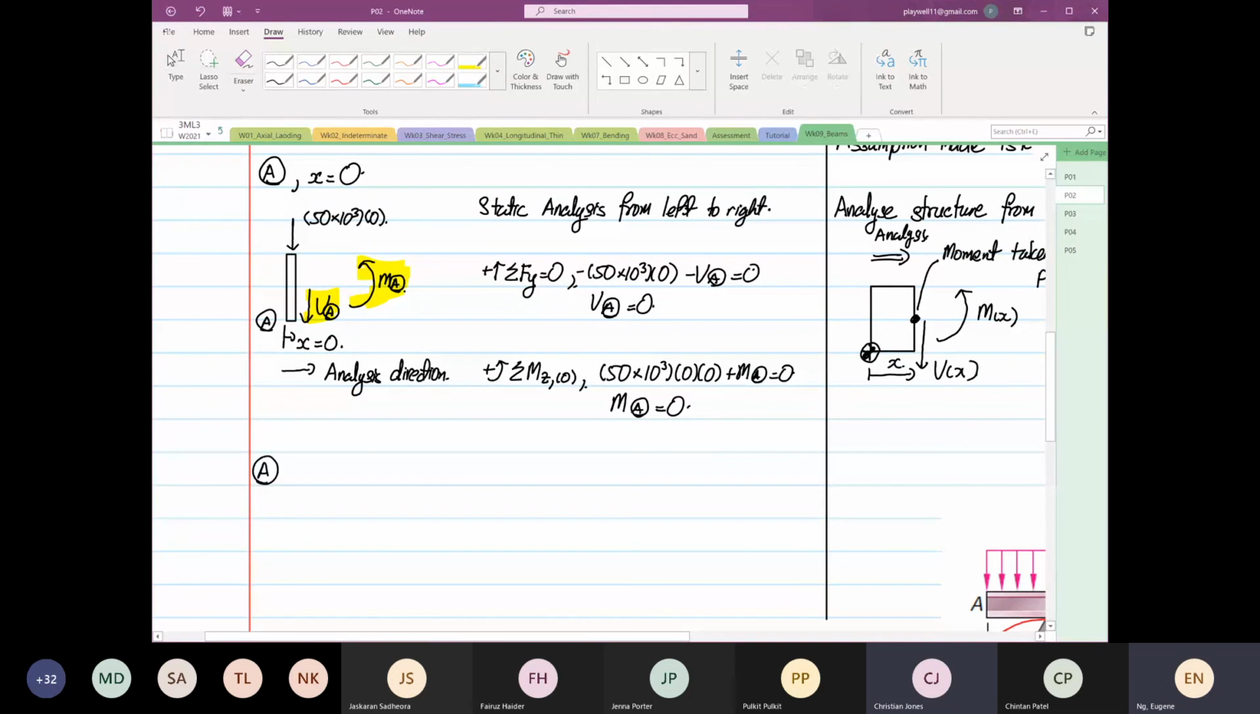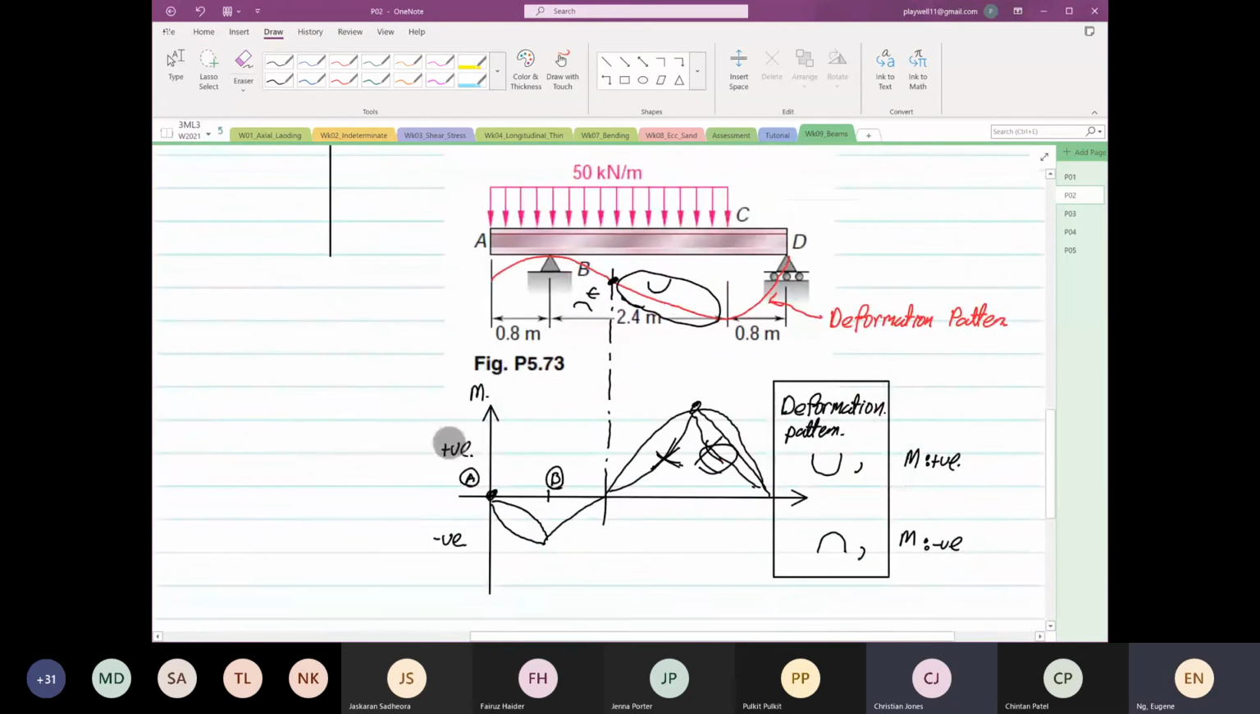Sorry, Eugene, can you just show that graph at the bottom for just a few more seconds? Yep. Thank you.